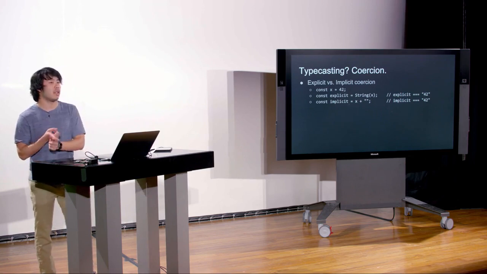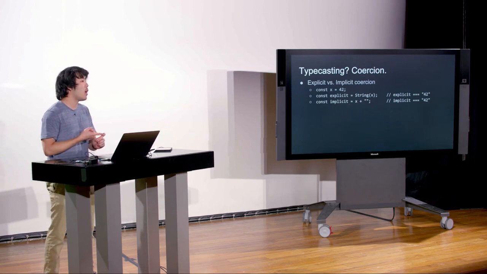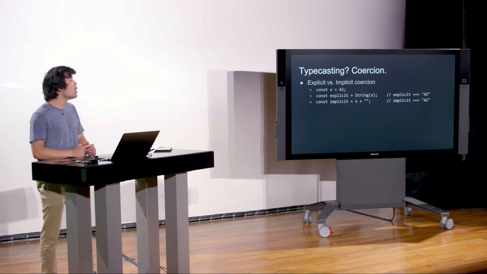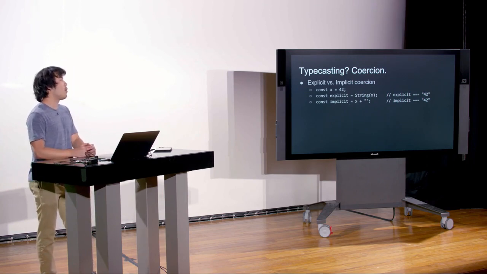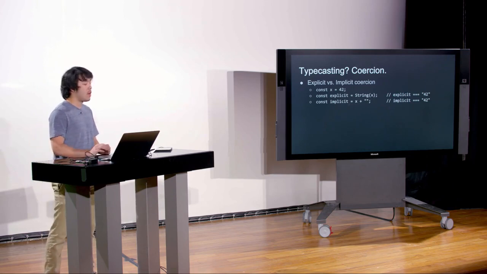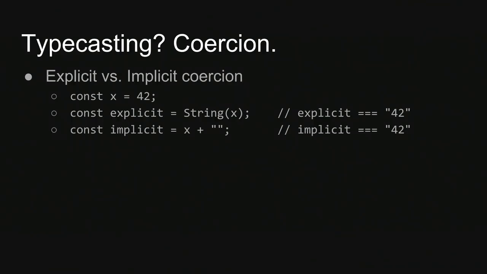So explicit is, hey, I'm just going to tell you exactly what I want by wrapping it with the type that I want and give it to me. And so that's being very explicit with what I want. The example of that would be, say I want to get a string from that value x. I just wrap it with capital String, and it pops out 42 as a string.